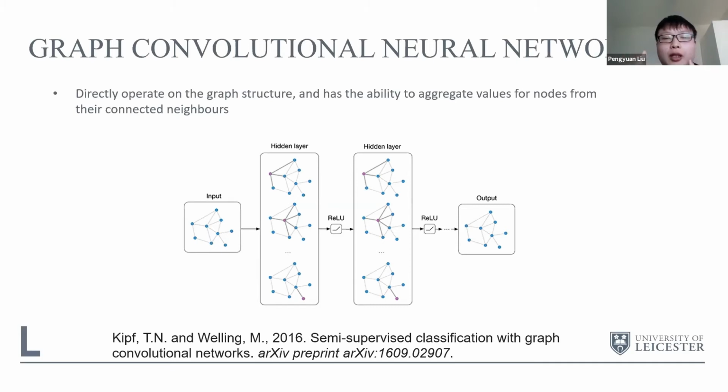As in the spatial autocorrelation analysis steps, we need to define the spatial weights. And as mentioned before, the spatial weights can be understood as a graph visualization of the neighbors for each area. So the graph convolutional neural network has the potential to directly operate on this graph structure and has the ability to aggregate values for nodes from their connected neighbors. And in this particular paper, we adopt a semi-supervised graph convolutional neural network proposed by Kipf and Welling in 2016, and it's a semi-supervised classification tool. By the term of semi-supervised learning, that means the graph convolutional neural network can learn from a small proportion of labeled data and do the classification on a large data set.